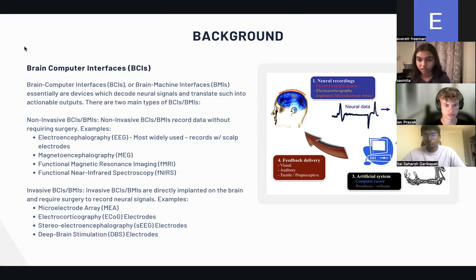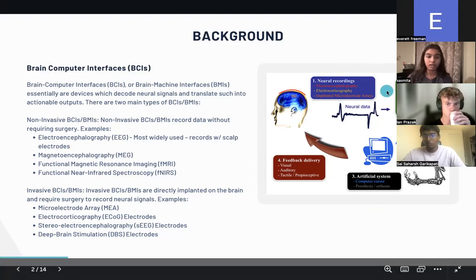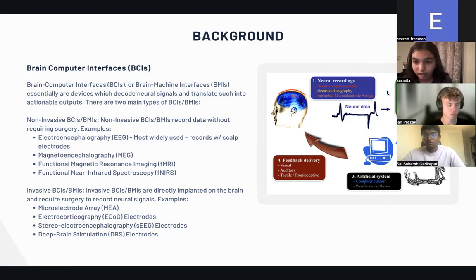The graphic shows neural recordings, which have the three listed, neural data, which then goes into a decoding algorithm, then an action or motor plan, which has an artificial system, examples include computer cursor and prosthesis or orthosis. And then finally, it delivers a feedback delivery, which could be visual, auditory, tactile, or proprioceptive.